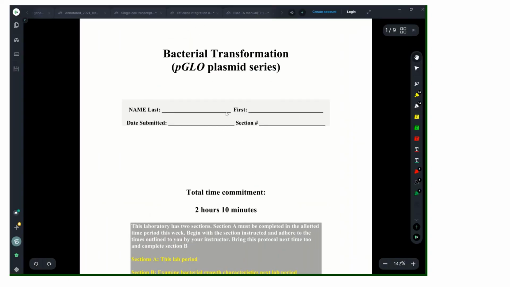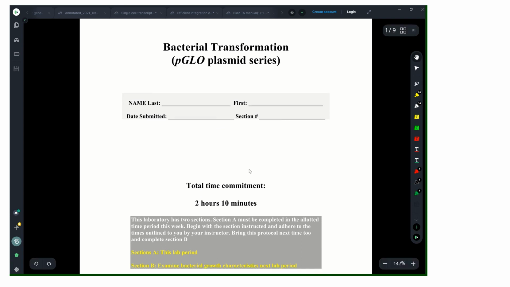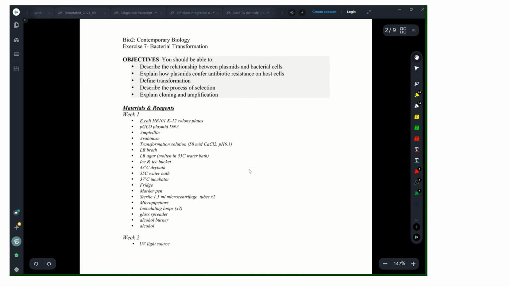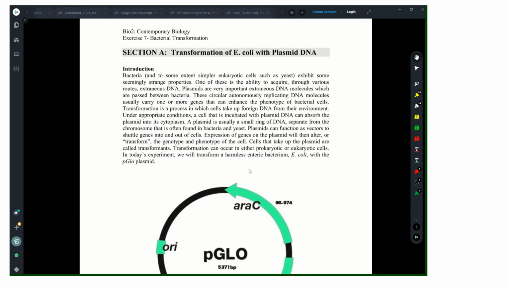Hello everyone. Today I'm going to be covering what we went over for lab 7 last week when I had jury duty. So bacterial transformations, pGlo plasmid series. I'm going to go ahead and read the intro with you and give you some extra notes first.